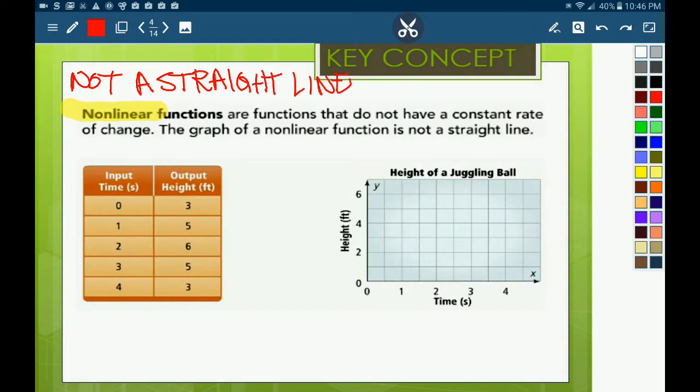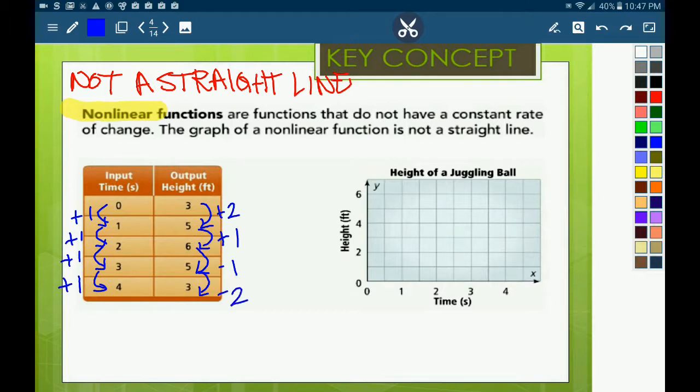But by textbook definition, nonlinear functions are functions that do not have a constant rate of change. The graph of a nonlinear function is not a straight line. So when we calculate these rates of change, let's do that in the table just to illustrate that this is not linear. I can tell in the input column we go up by ones. So to go from 0 to 1, you have to add 1. To go from 1 to 2, you have to add 1. And to go from 2 to 3, you have to add 1. Okay, so I'm seeing just to add 1 on all the inputs. But then on the outputs, from 3 to 5, that adds 2. From 5 to 6, that adds 1. From 6 to 5, that subtracts 1. And then from 5 to 3, that subtracts 2.